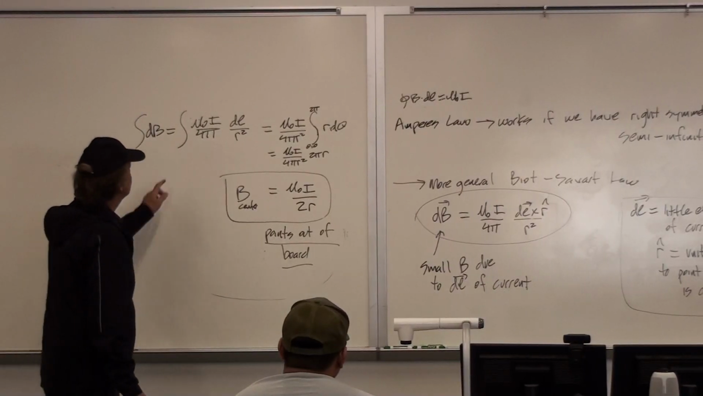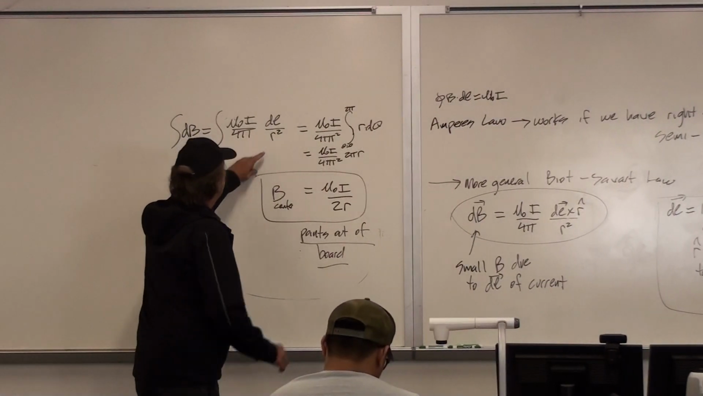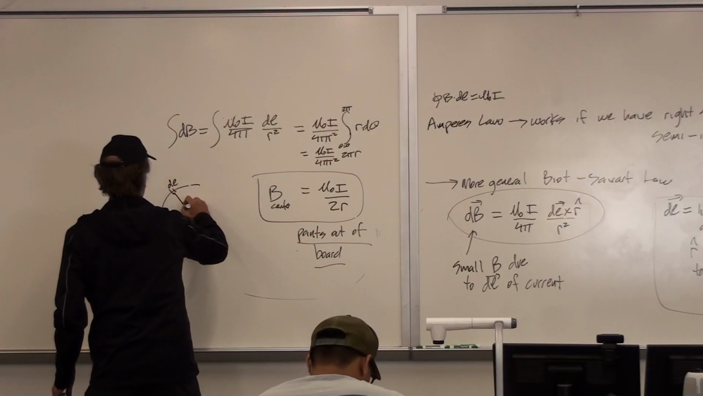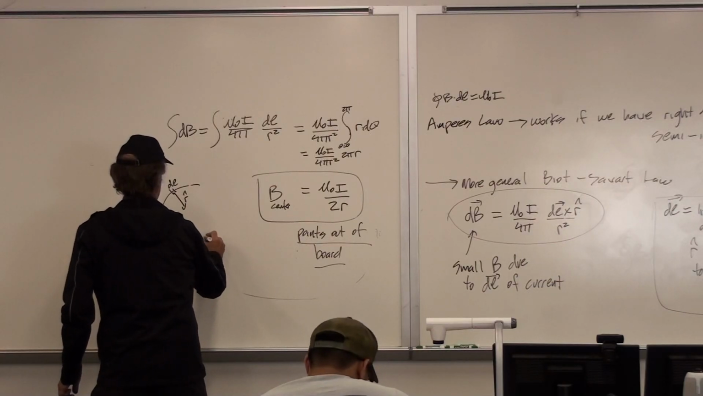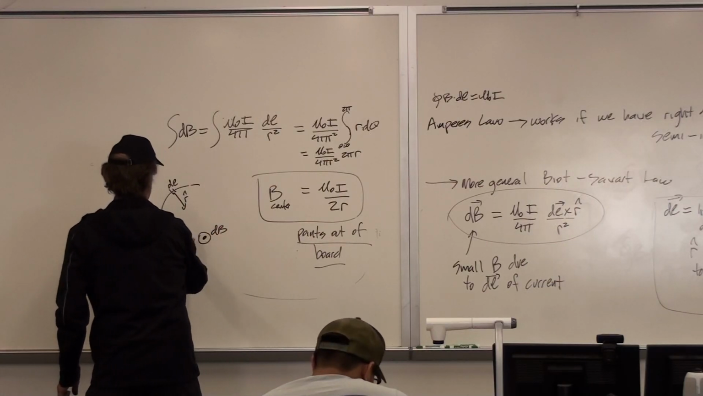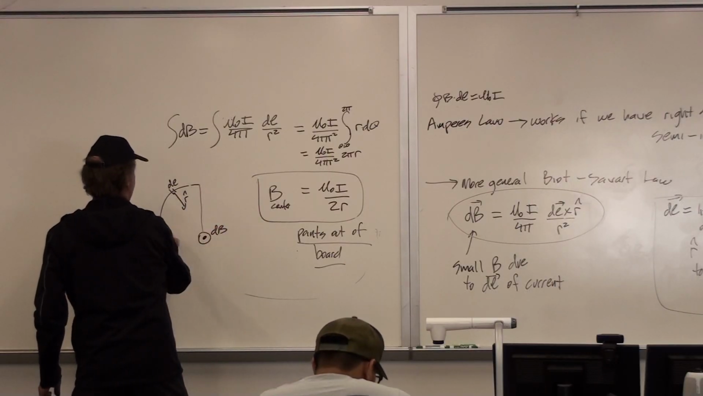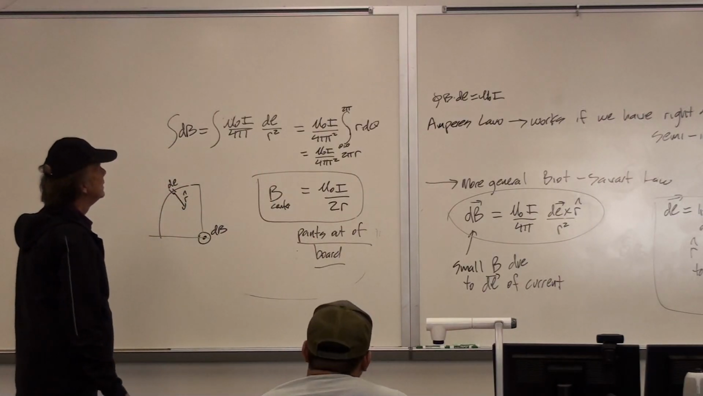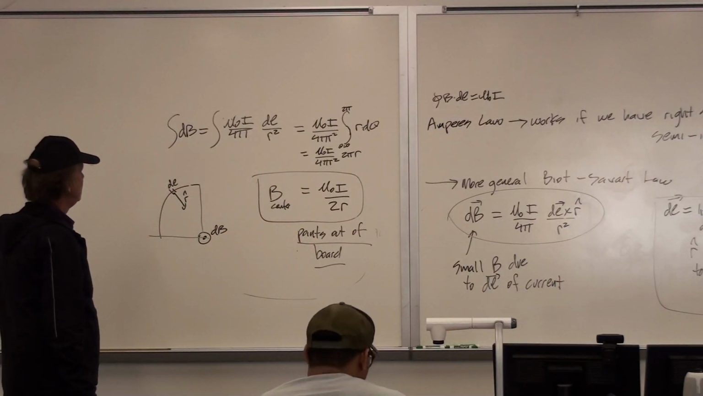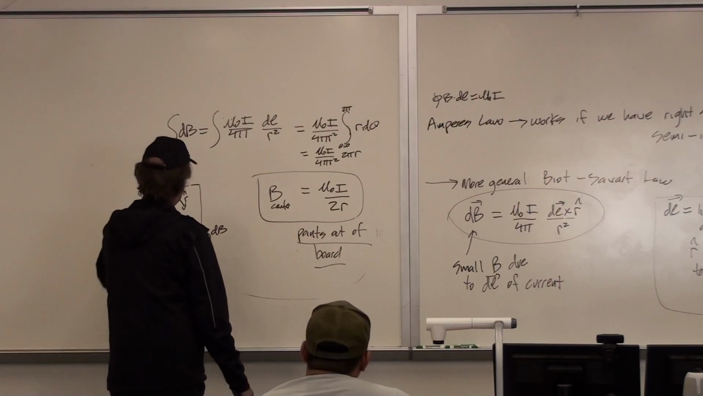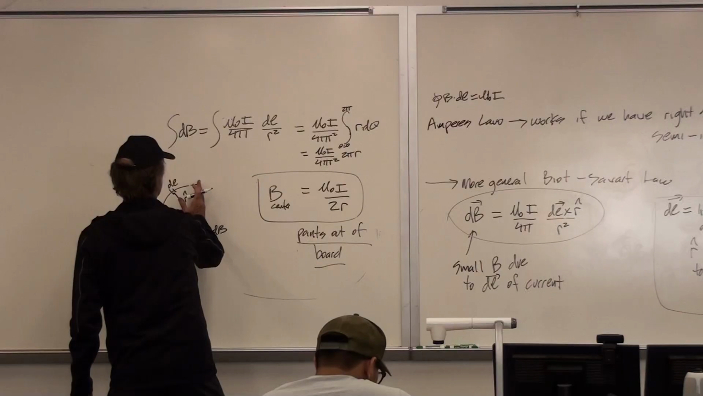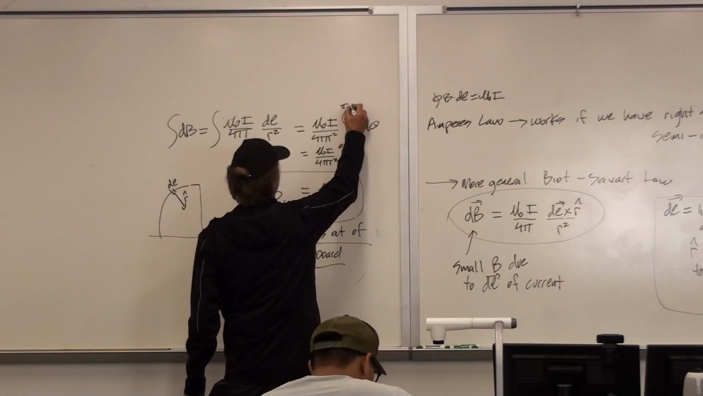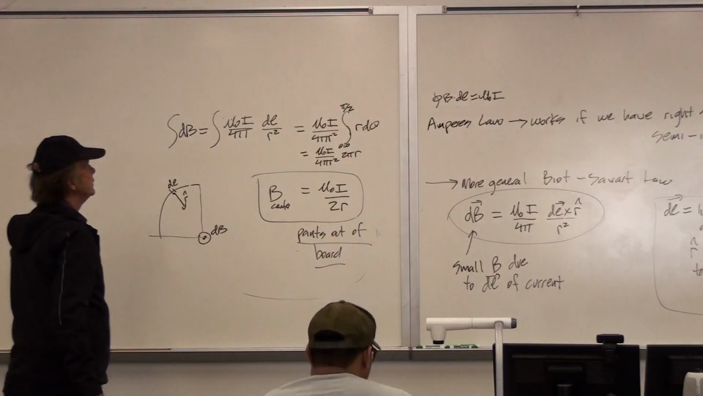Let's go through the details. Everything that we did here would stay the same. For this little element, this would be dl, this would be r hat. This would be the point where our dB is located. The only thing that's changing now is that we're integrating theta from what to what? Okay, or if you want to redefine theta to be 0 there, it would just be 0 to pi over 4. Pi over 2, sorry. 0 to pi over 2.